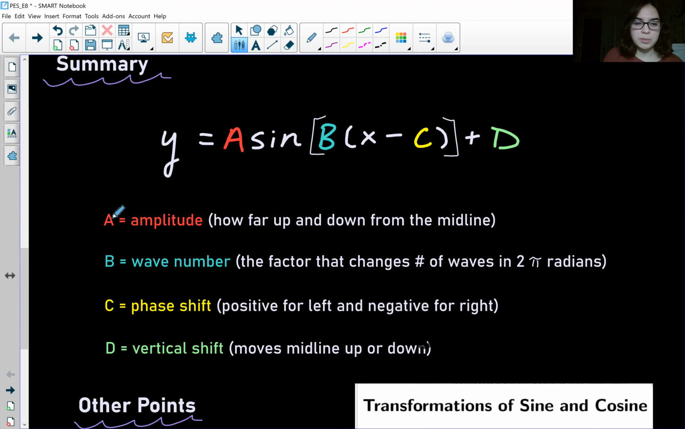And then the last one is going to be A, which is amplitude, and that is how far up and down from the midline. So typically we have a default midline of 0, so there's no D right here. And so then the midline is just going to be the x-axis, and then you have some amplitude, like maybe it's 1 and you don't have a coefficient in front of here that's greater than or less than 1. So then it's going to be at 1 at a maximum and -1 at a minimum.